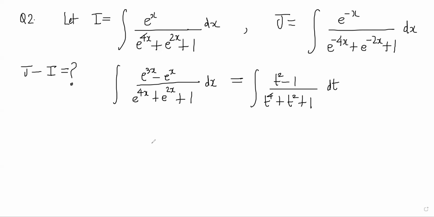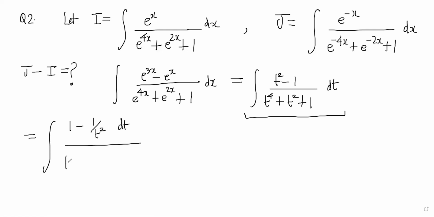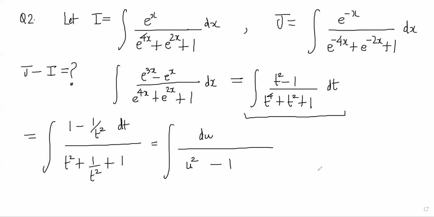This is a standard integral. There is a standard way to do it. If you divide it by t square, you can see the denominator. If you take t plus 1 by t as another substitution u, then du by dt will be 1 minus 1 by t square. So the numerator will be dt, and the denominator will come out as t square minus 1. So this is in terms of u square minus 1, sorry, u square minus 1.